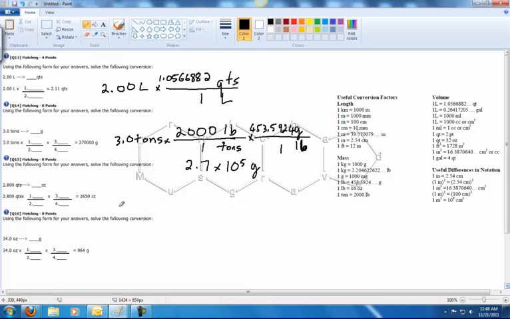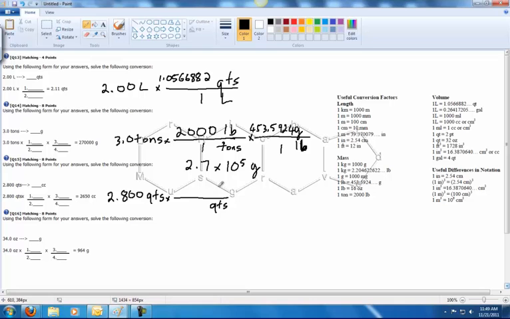Alright, looking at the next one, we've got 2.800 quarts, and we're going to cc's. So we start out with 2.800 quarts times and then a line. We know quarts is going to go on the bottom. We don't see a direct relationship going from quarts to cc's. If you look through here, there's nothing here that involves quarts and cc's. But what we could do here is go from quarts to litres, and then we can go from litres to cc's. So that will allow us to do that.